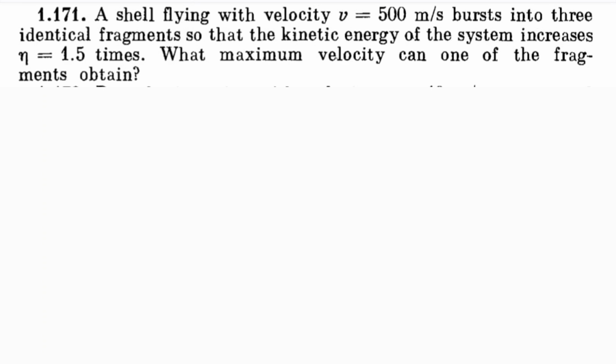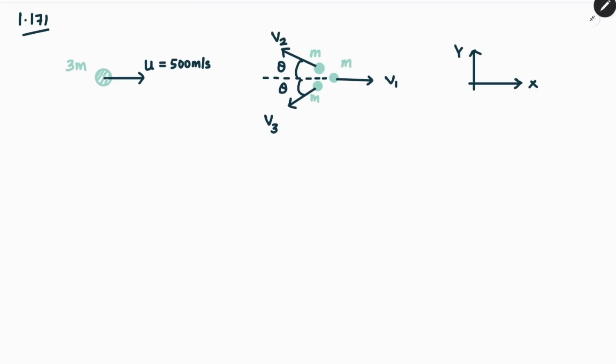So as we begin this problem, let us first of all draw a necessary diagram to explain the situation. So this is how we can explain the situation which the problem is describing, that a particle of mass 3m which is originally moving with 500 meter per second burst into three fragments of equal masses flying like this: v1 velocity in the forward direction and v2 and v3 in the backward direction. Now one thing that we need to understand is that the problem is asking us to calculate the maximum velocity which one of the fragments can obtain.